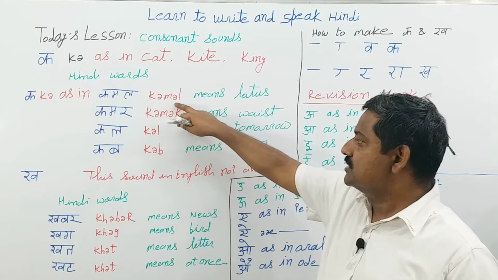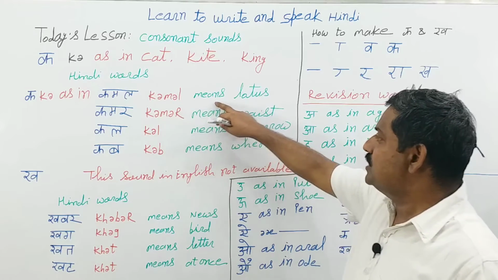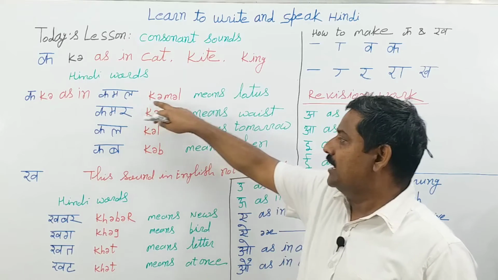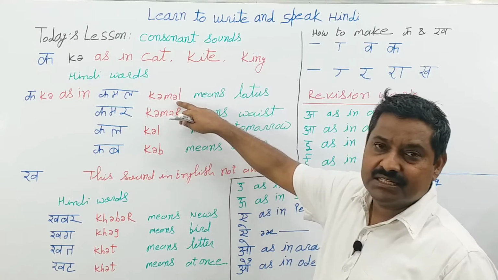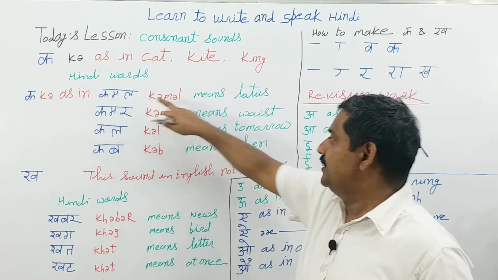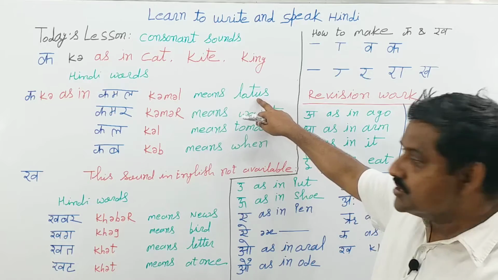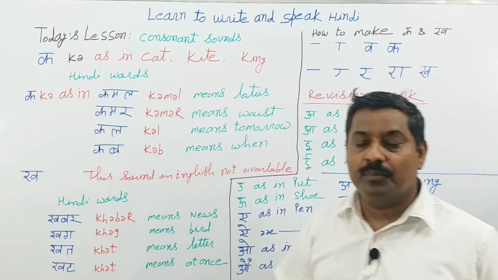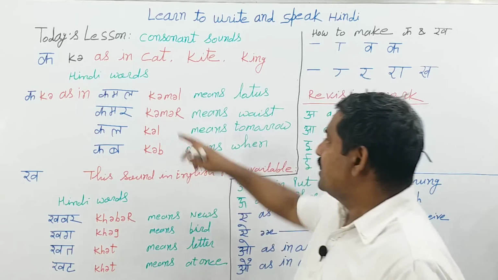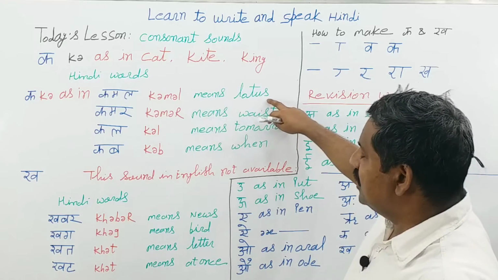This is the pronunciation for this Hindi word, which is pronounced kamal in Hindi, and the meaning of this word in English is lotus. So kamal means lotus.